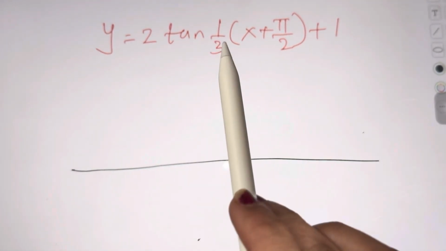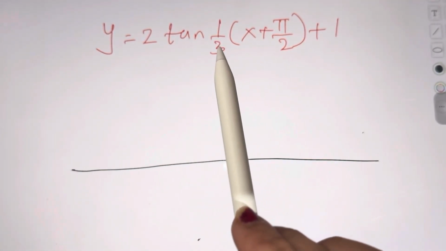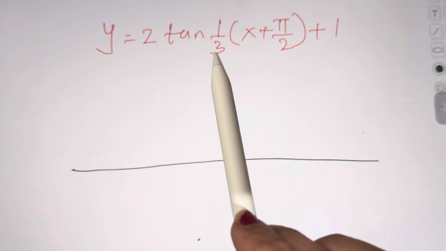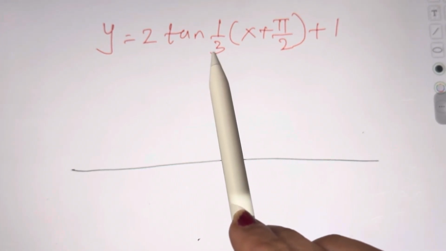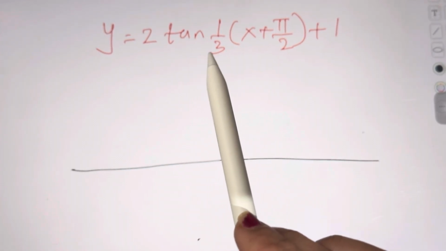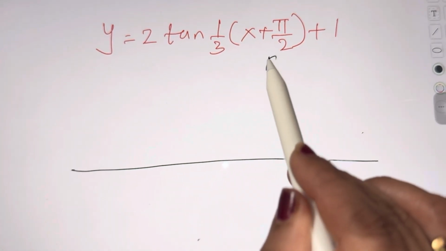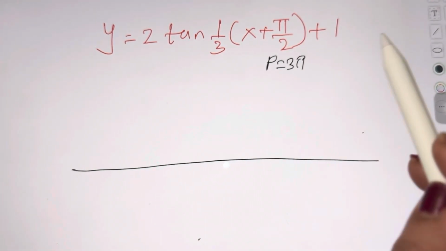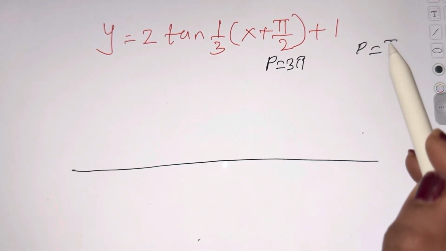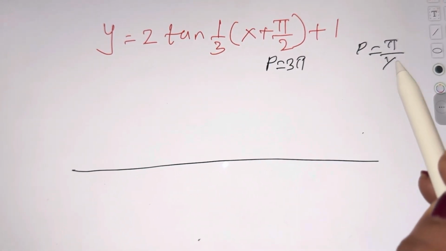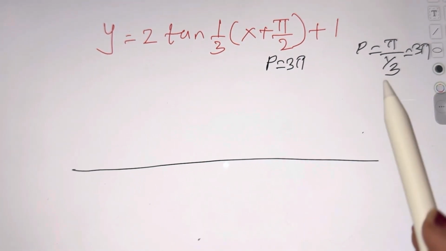First of all, get the period. Again, if you are smart, you can get the period right here. It's a horizontal stretch by 3. That means the period of the parent tan function is pi and you are multiplying by 3. So 3 pi will be the period. Again, you can use the formula: period is equal to pi over b, b is 1 over 3, which is 3 pi. Okay, period is 3 pi.